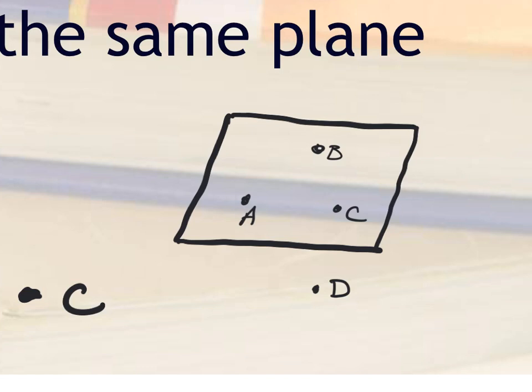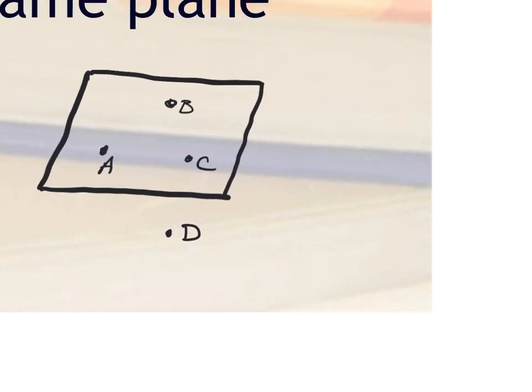Is that a question or a stretch? Yes, ma'am. How can you have a point that's non-coplanar if the plane supposedly goes on forever? Such a great question. So here's her question, right? If this goes on forever, wouldn't that box wrap around that one that's D there? I'm so glad you asked that.